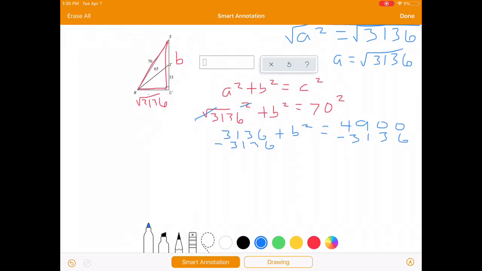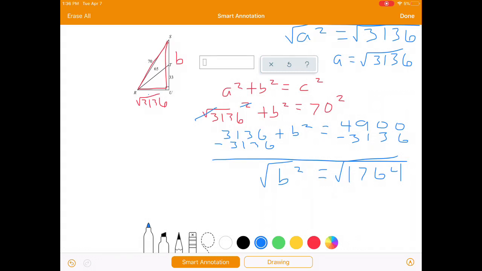So we take 4,900 minus 3,136, and that will figure out what our b squared is. So that's 1,764. And now we're going to go ahead and take the square root of that answer.